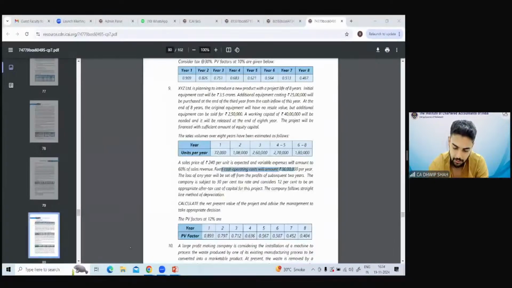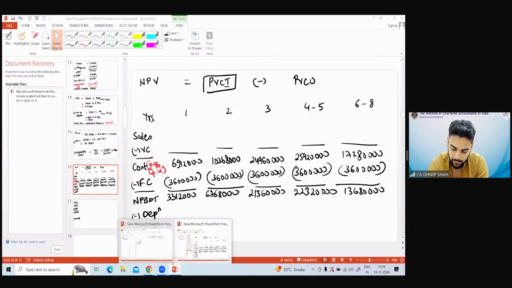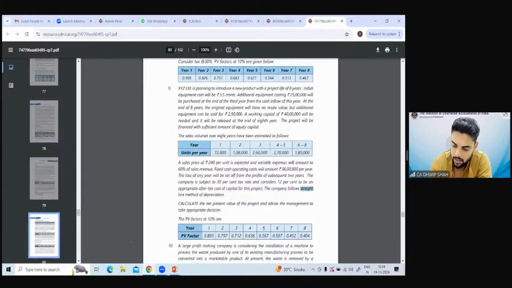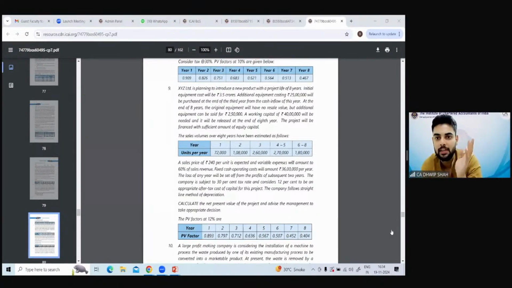See, depreciation, they have specifically mentioned that depreciation is to be calculated using the straight line method of depreciation. So can I say for year 1 to 8, depreciation would be on this machine. But from year 3 to 8, I need to provide depreciation on additional equipment as well. Yes or no? See, there are two machines in the question. One is the initial equipment, which is 3.5 crore. So it will be depreciated over 8 years.